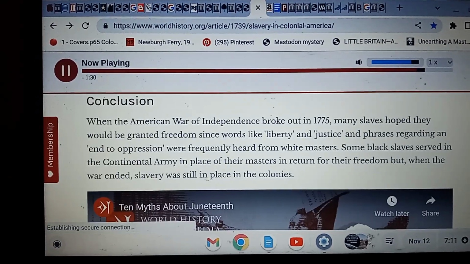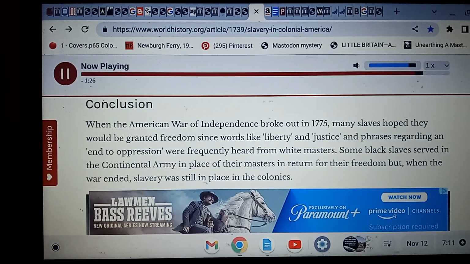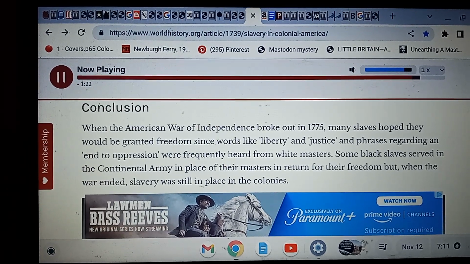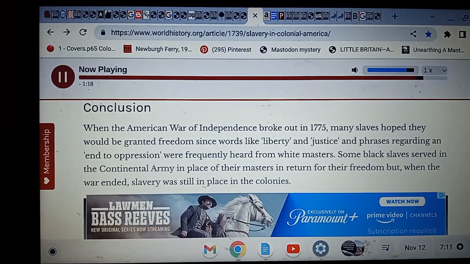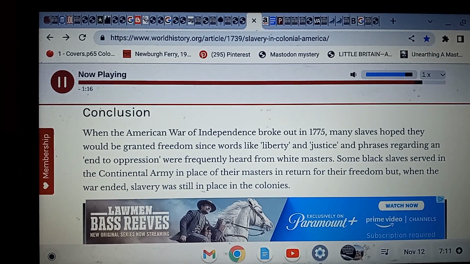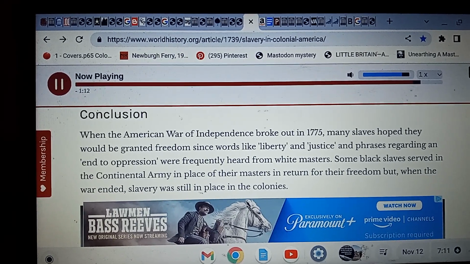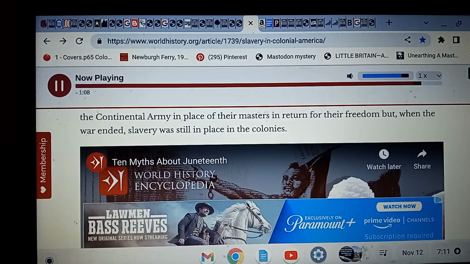Conclusion: when the American War of Independence broke out in 1775, many slaves hoped they would be granted freedom, since words like liberty and justice and phrases regarding an end to oppression were frequently heard from white masters. Some black slaves served in the Continental Army in place of their masters in return for their freedom, but, when the war ended, slavery was still in place in the colonies.